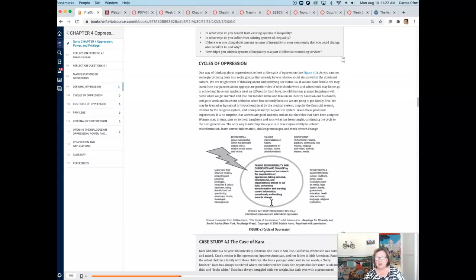And then what I found particularly helpful is the cycles of oppression, which is a way to think about how we start out being born into a social group, and that already has a relative social status in the dominant culture. We're taught ways of thinking about and justifying our status. And we have significant teachers such as our parents, our teachers, community, role models. And this then is reinforced and sanctioned by the cultures, traditions, family, and this then also maintains the status quo. So that's an interesting concept, I thought.